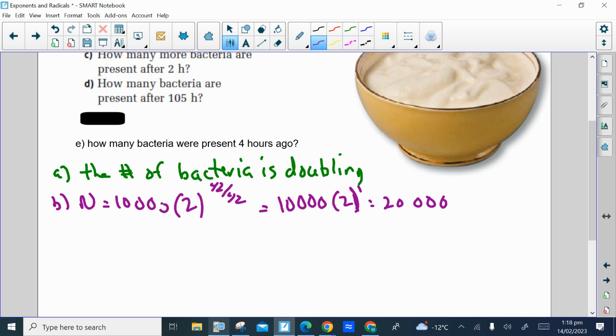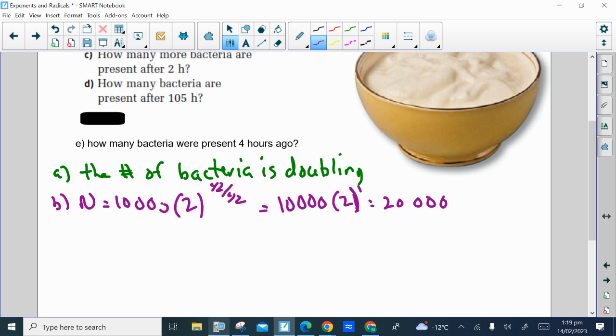This also tells us that the doubling period for this bacteria is 42 hours. After 42 hours, the number of bacteria doubled. So every 42 hours, it would double. In 42 more hours, there'd be 40,000. And then in 42 more hours, there would be 80,000 bacteria.